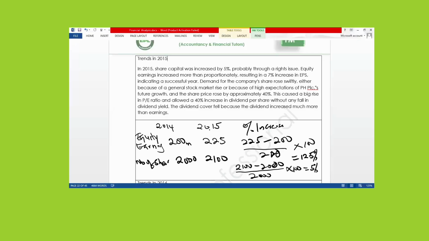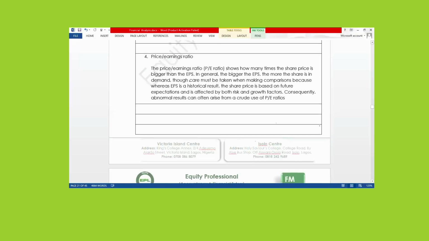Equity earnings increased more than proportionately. Equity earnings increased by 12.5%, ordinary shares increased by 5%. This results in a 7% increase in earnings per share. How do you get that 7%? Look at this, please.